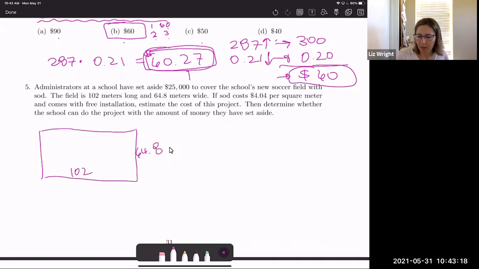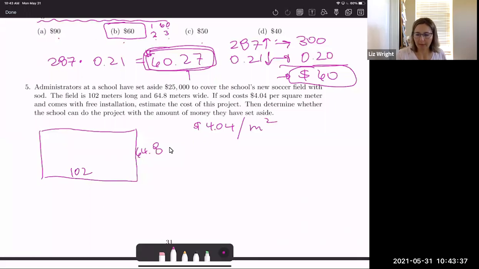If the sod costs $4.04 per square meter and it comes with free installation, estimate the cost of this project. Then determine whether the school can do the project with the amount of money they have set aside.